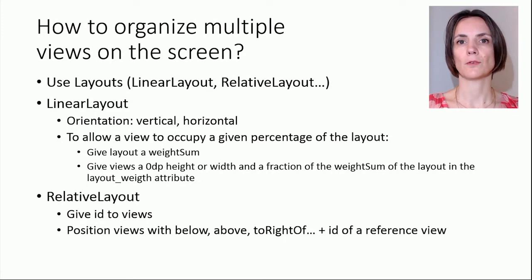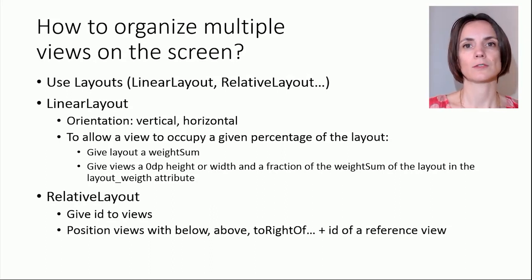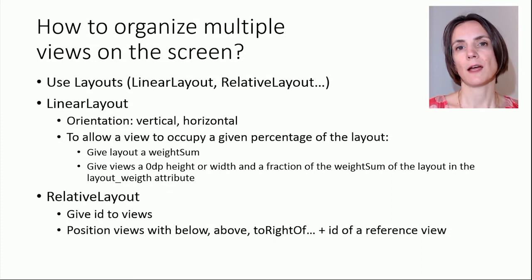In this video, you've learned how to organize multiple views on the screen. In order to do that, you use layouts such as linear layout or relative layout. When you use a linear layout, you need to specify its orientation, whether vertical or horizontal. And if you want to allow a view to occupy a fraction of the layout, you define a weight sum for the layout, and then you set either the width or the height of the view to 0, and you specify the portion of the space you want this view to occupy using the weight attribute.